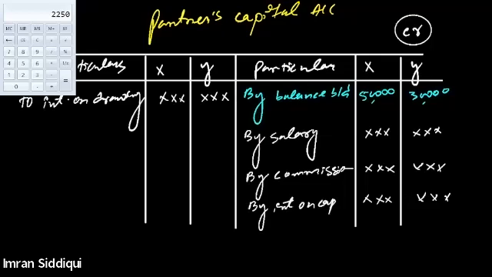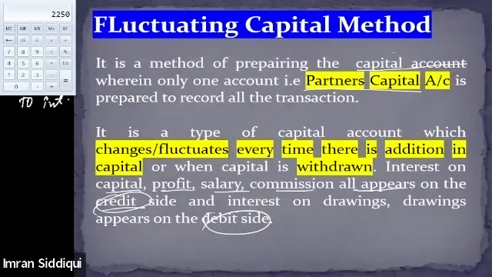Got it, Aman? Is this clear to you? Yes, sir. So when we say fluctuating capital method, what is the fluctuating capital method? This is one of the methods of the formation of the partner's capital account, wherein all the transactions are recorded at one single place. Every transaction that may affect the partner's capital account is recorded at one single place. Depending upon the transaction, it may be recorded on the credit side or debit side. If it is increasing the capital balance of the partner, it will be recorded on the credit side. Otherwise, we will record that on the debit side.